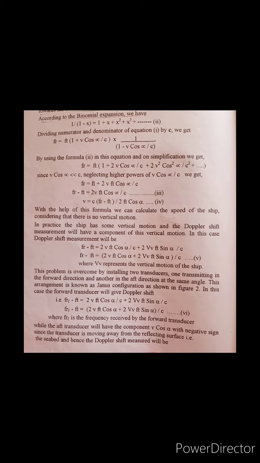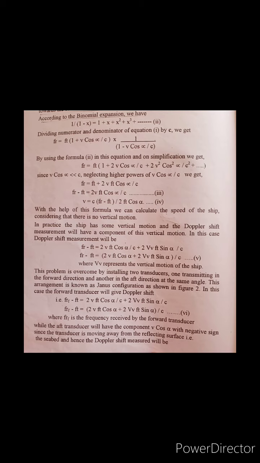That is, 1 divided by 1 minus x equals 1 plus x plus x square plus x cube plus x4 and so on. Let's take it as equation 2. Now dividing the numerator and denominator of equation 1 by c, we get equation 1, which I have already told you. Now we divide by c, then we get fr equals ft times 1 plus v cos alpha divided by c, multiplied by 1 divided by 1 minus v cos alpha by c.